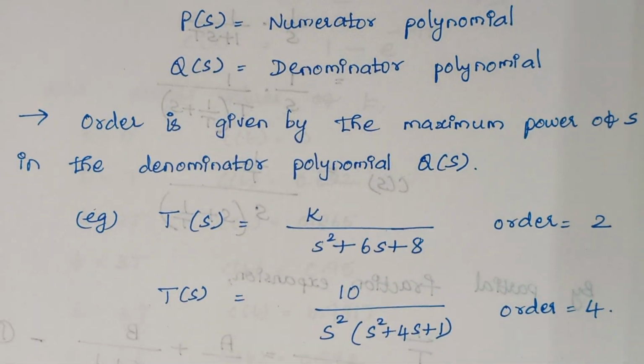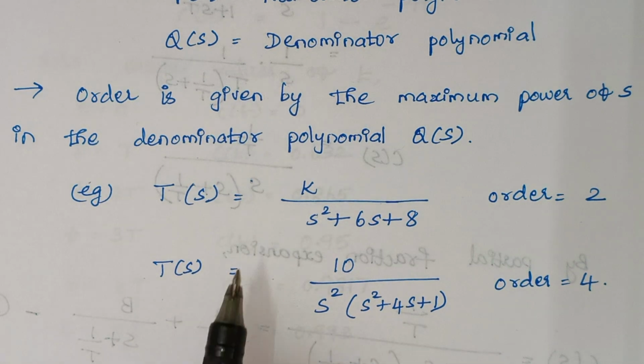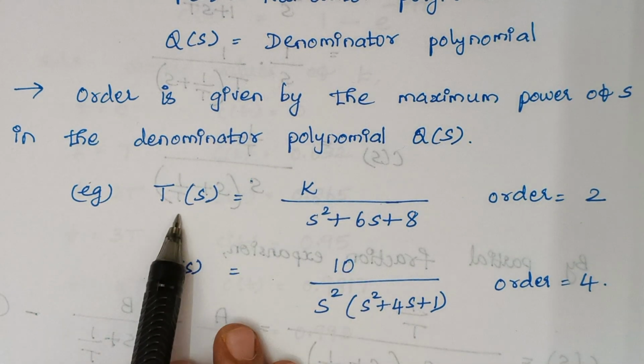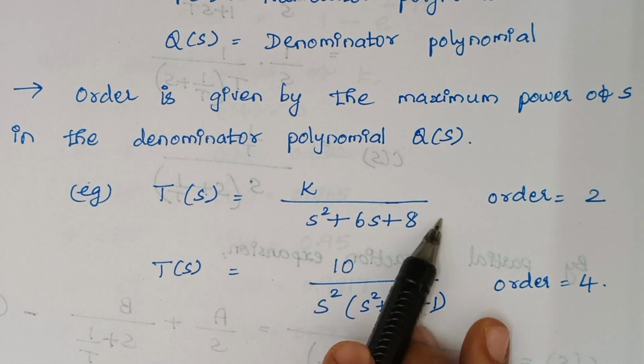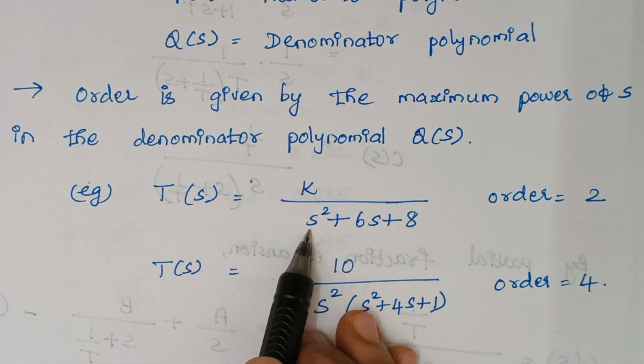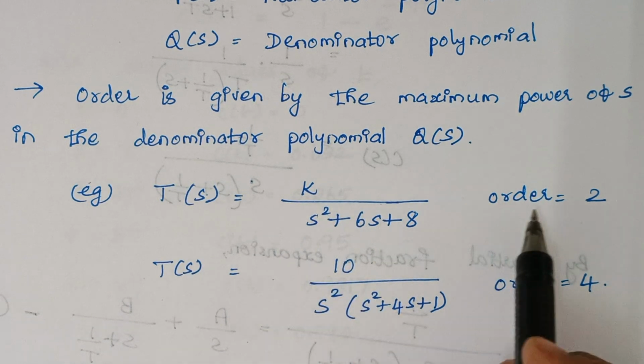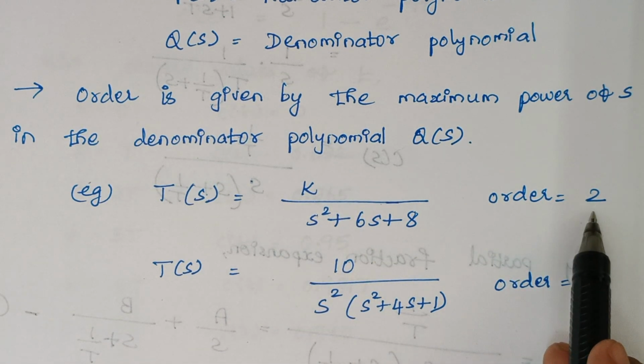So the maximum power of s gives the order of a system. To explain, I have considered two examples. Here you see T(s) is given by k by this expression. What is the maximum power in the denominator? Here the maximum power of s is 2. Therefore the order of the system is 2.